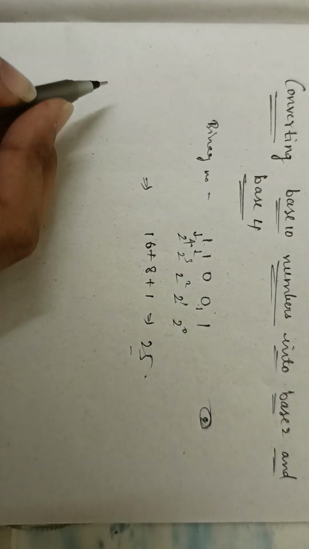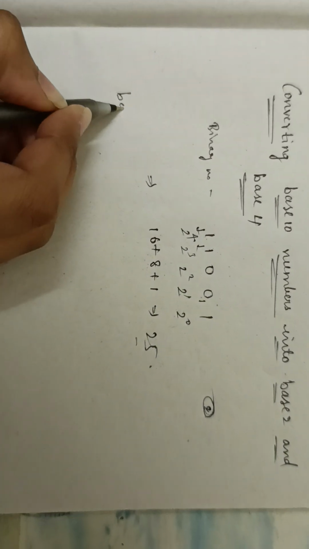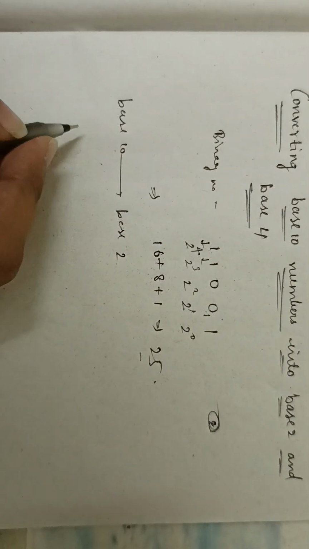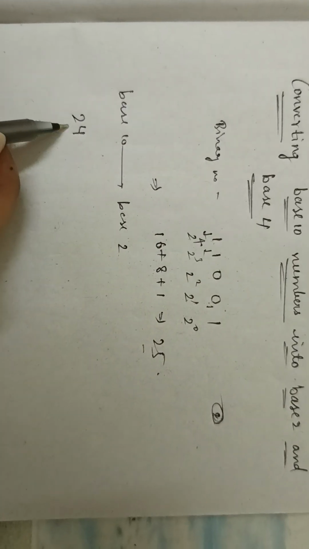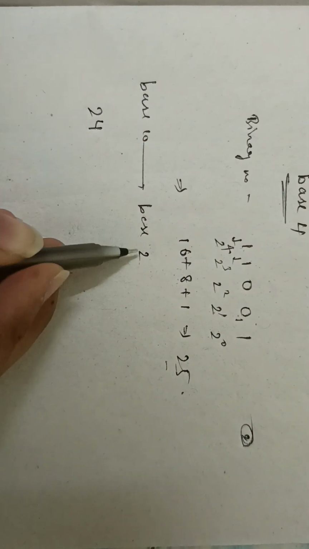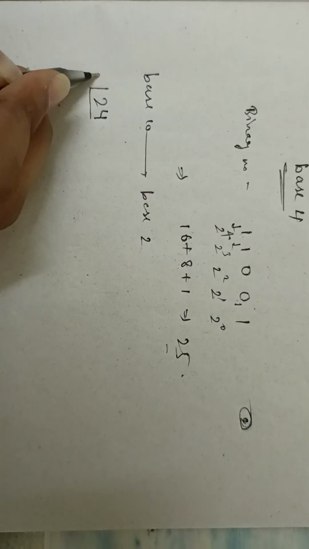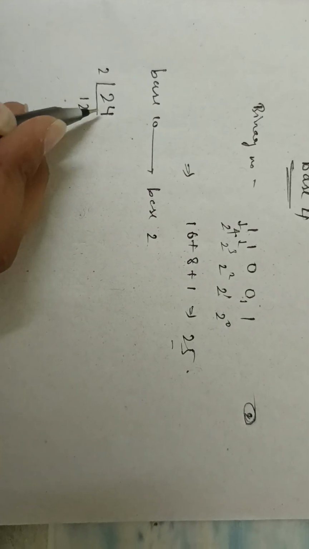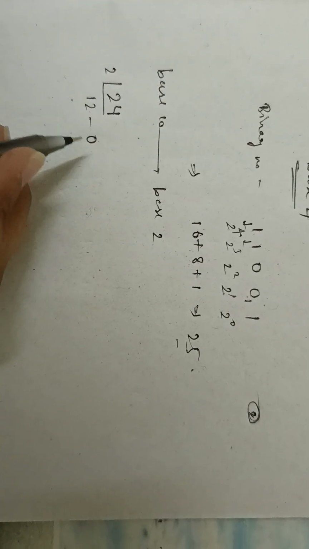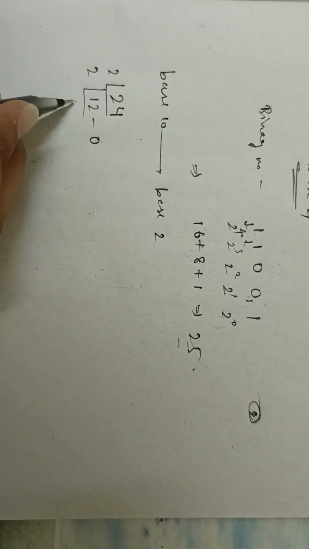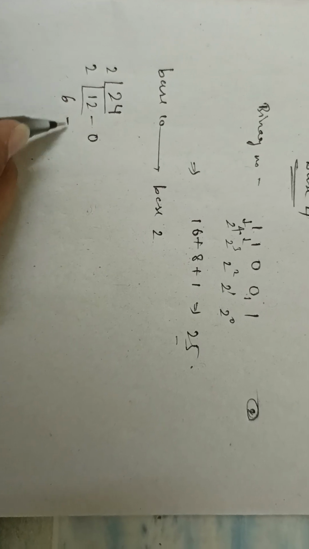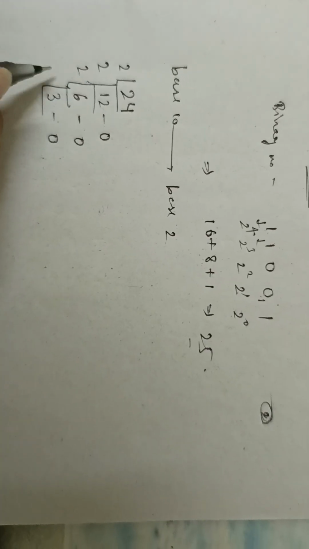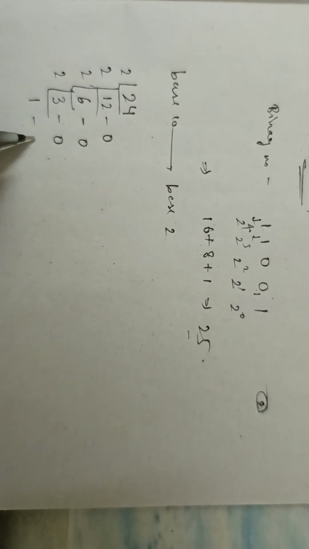Now we will convert a base 10 number into base 2. We will take an example, that is 24. We have to convert this number into a binary number in base 2. So we have to divide by 2 and here we write the coefficient. I mean 2 12s, then the remainder will be 0. 2 6s and the remainder will be 0. 2 3s, the remainder will be 0. And 2 1s are 2 and the remainder will be 1.